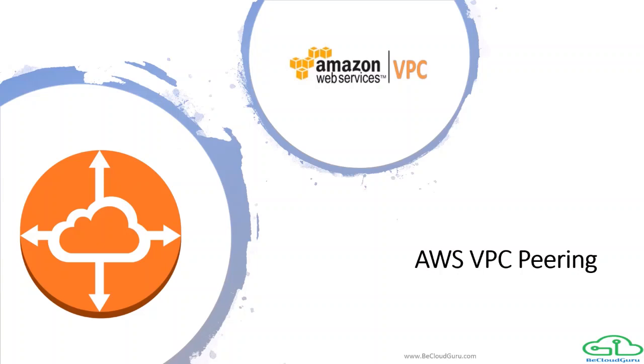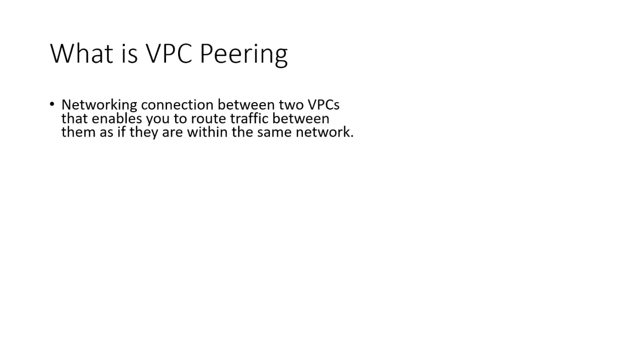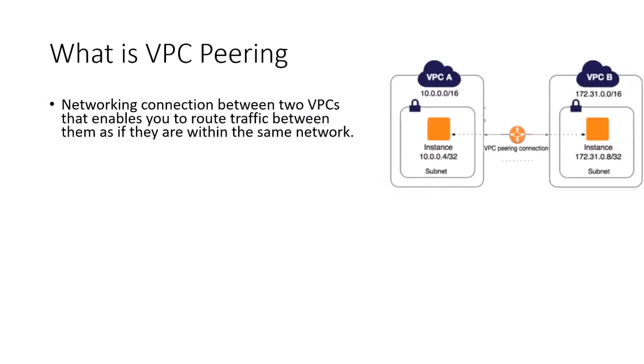So let's begin, guys. We all know about AWS VPC, which helps to launch our AWS resources in a virtual network, which we define. VPC peering is nothing but a network connection between your two VPCs, which helps them to communicate with each other. And they will behave as if they are part of the same network.